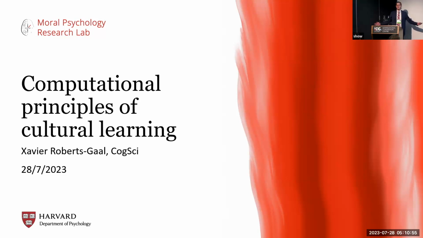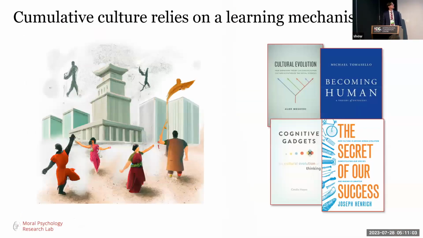Hi, everyone. I'm Xavier. Today, I will be talking about computational principles of cultural learning and the evolutionary mechanisms that might shape it. So cumulative culture is really important. It is the engine of distinctive human achievements like skyscrapers, governmental institutions, cultural practices, moon landings.